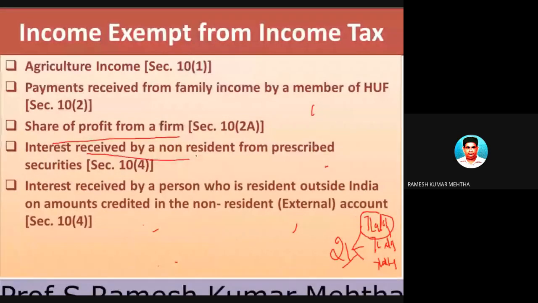In the same way, let's look at the fourth item, incomes which are exempt from tax: interest received by a non-resident from a prescribed security. If there is a prescribed security and this non-resident has invested some amount in this particular prescribed instrument or security, then whatever interest is earned is fully exempted from tax. This is the fourth item.